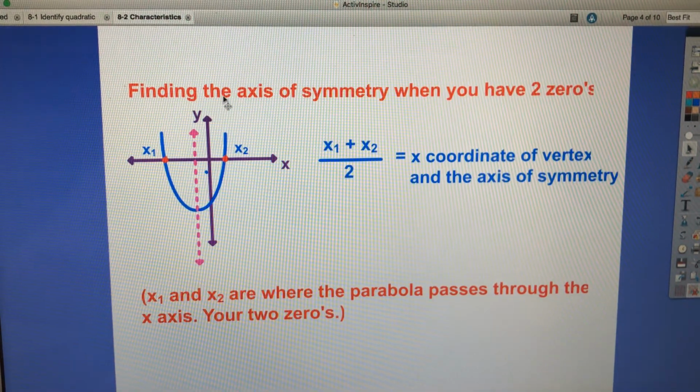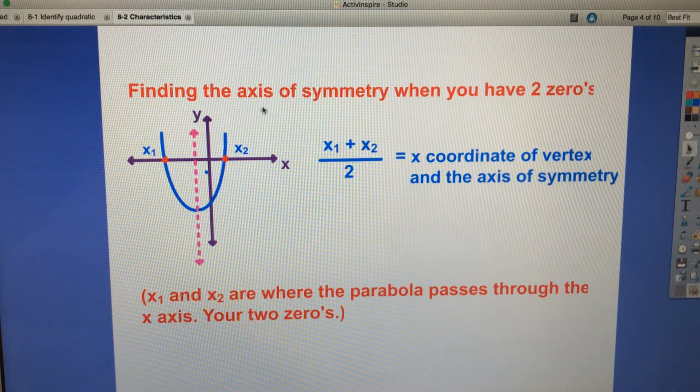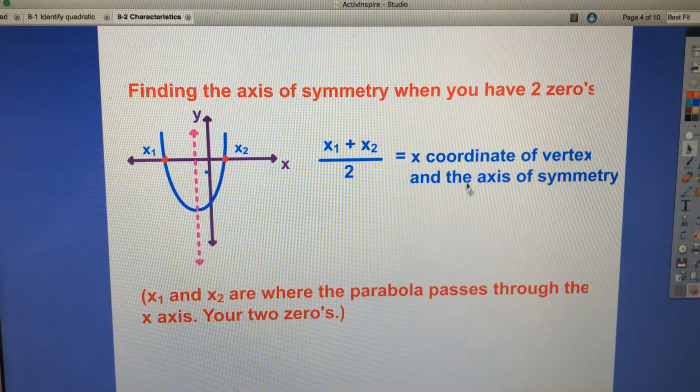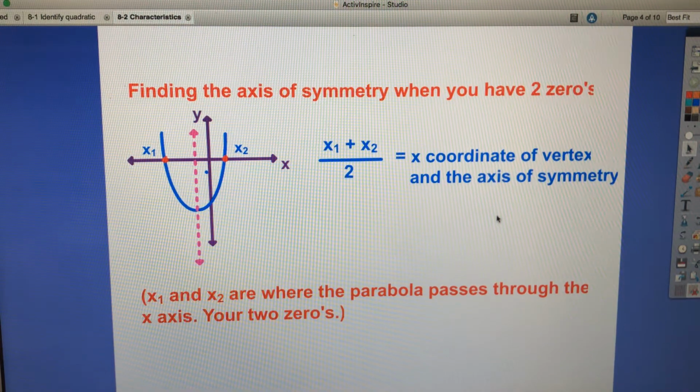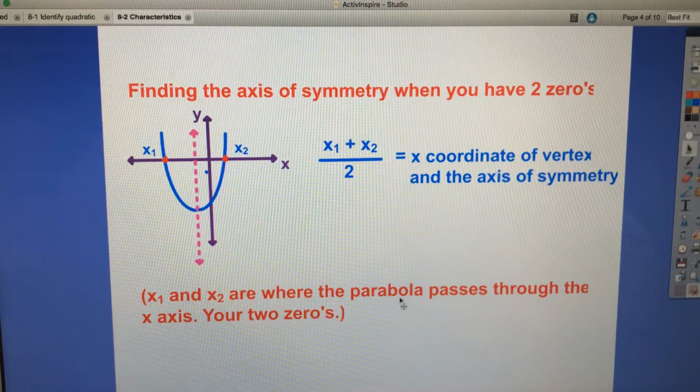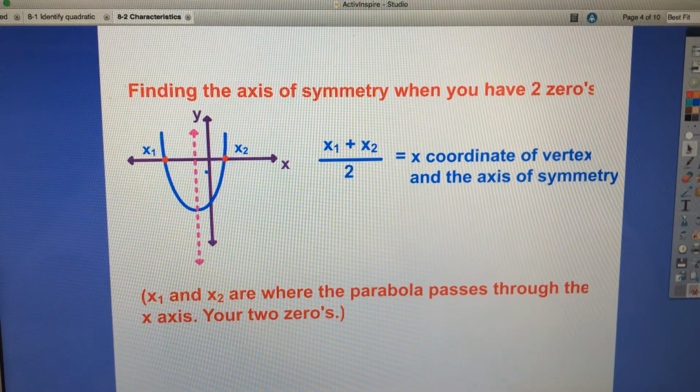How do you find the value? How do you find the axis of symmetry when you have 2 zeros? Well, you add up the 2 zeros and you divide by 2 because it's the middle, it's the center. You have your x-coordinate of the vertex and the axis of symmetry. So x sub 1 and x sub 2 are where the parabola passes through the x-axis, and those are your 2 zeros.